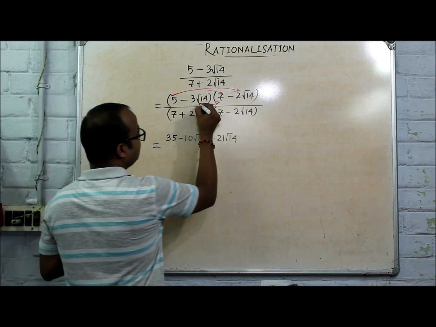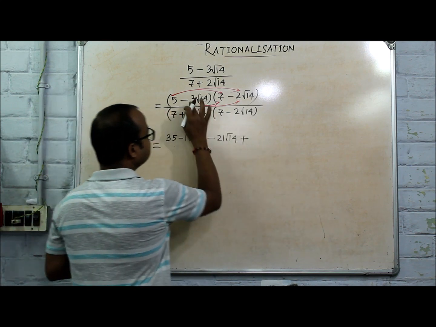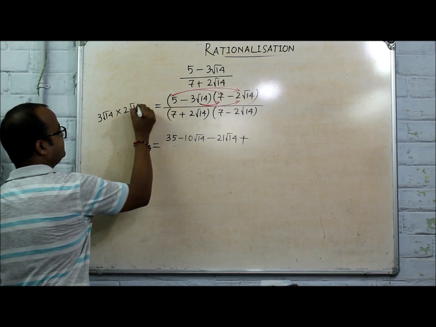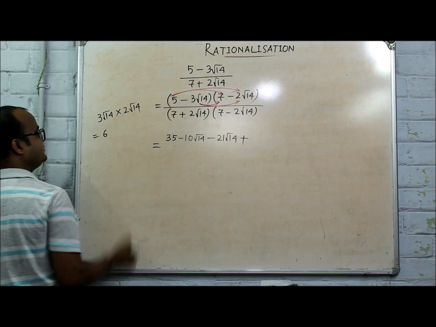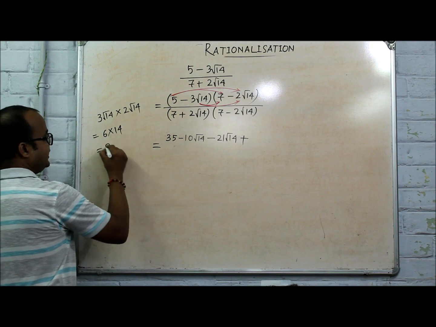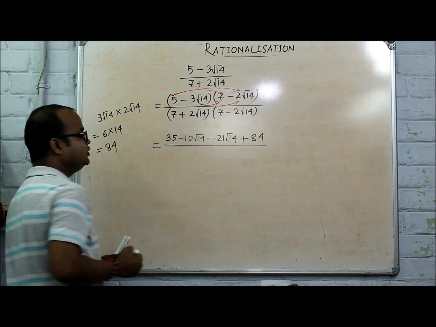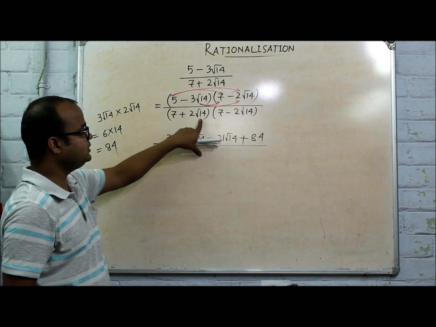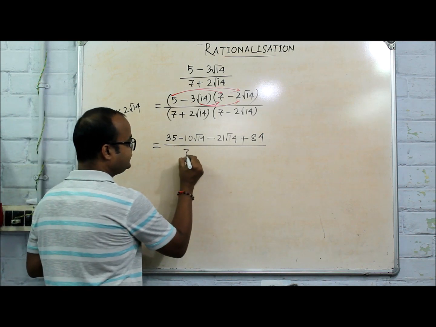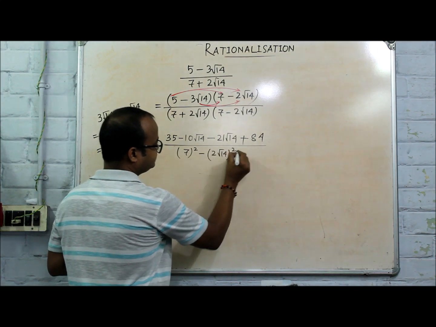And if you multiply these two terms, minus times minus is plus: 3 root 14 multiplied with 2 root 14. 3 sixes, no, 3 twos are 6, root 14 into root 14 means 14. 14 sixes are 84. So plus 84. By the denominator, (a plus b)(a minus b), that is a square minus b square. So we write 7 square minus (2 root 14) square.